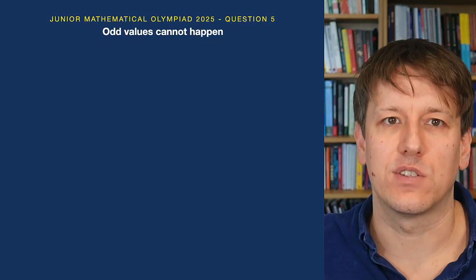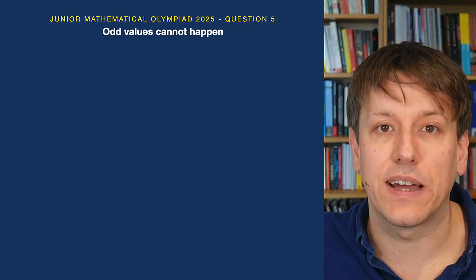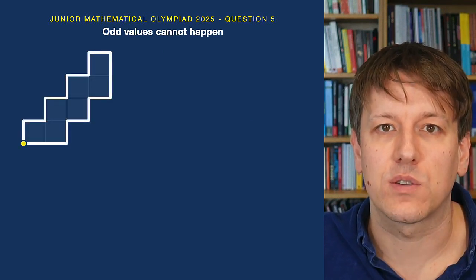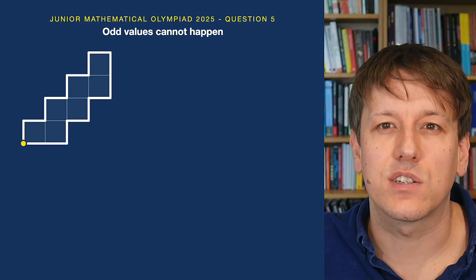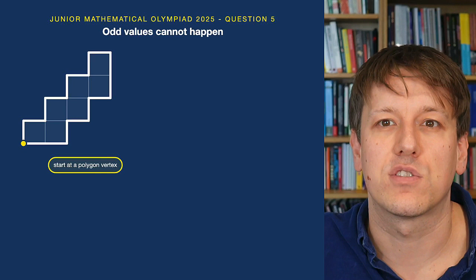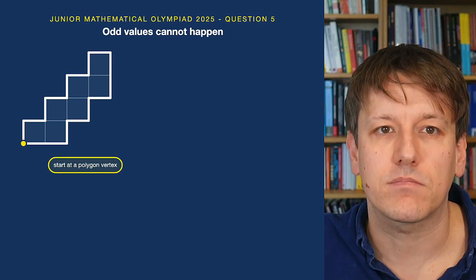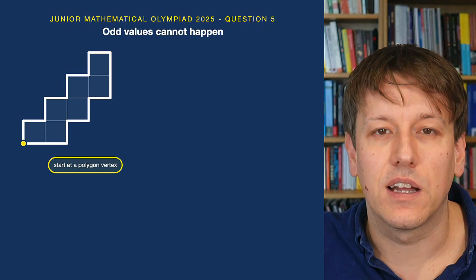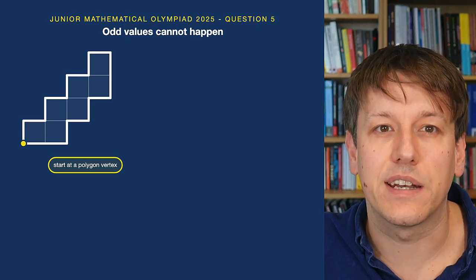Now, why are odd values impossible? We need to prove that odd values of n cannot happen. So let's take any polygon made from these unit squares and choose a vertex of the polygon itself. That means a real corner of the outside boundary, not just a corner of one of the small squares.